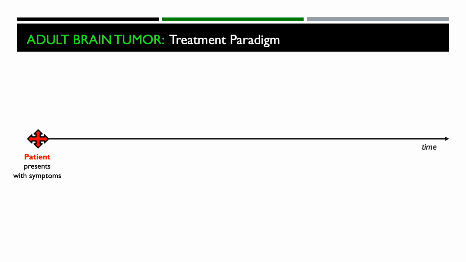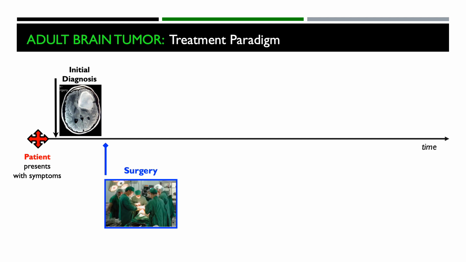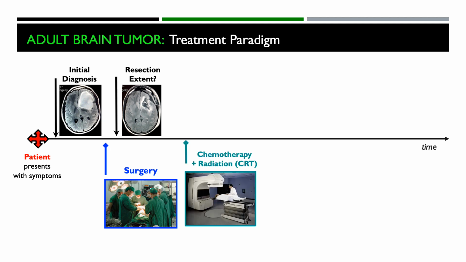The timeline starts with a patient presenting with symptoms. Then an MRI is performed to establish an initial diagnosis. Often the patient will go to surgery for tumor removal, and then another MRI is performed to determine the extent of resection, or how much tumor has been removed. Commonly, this is followed by chemotherapy plus radiation therapy and continued MRI exams to determine: is the patient or tumor responding to therapy, or might there be recurrence?